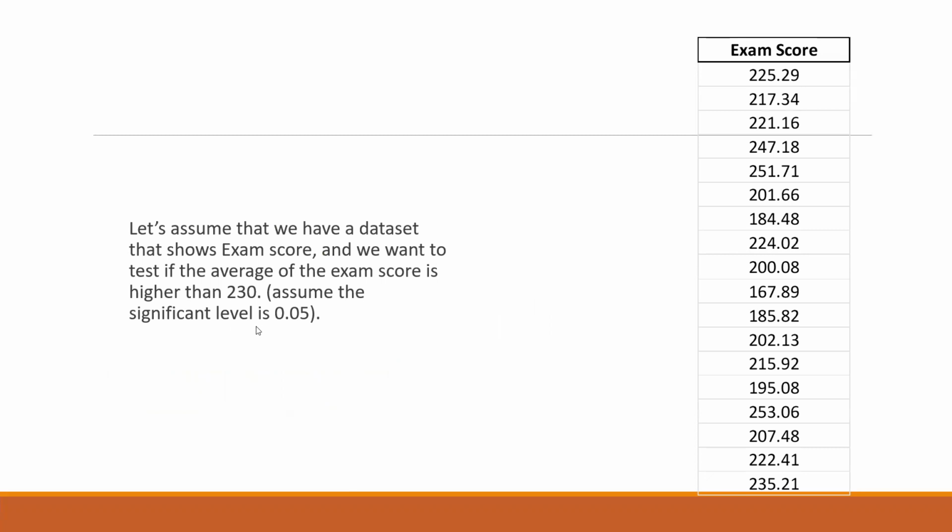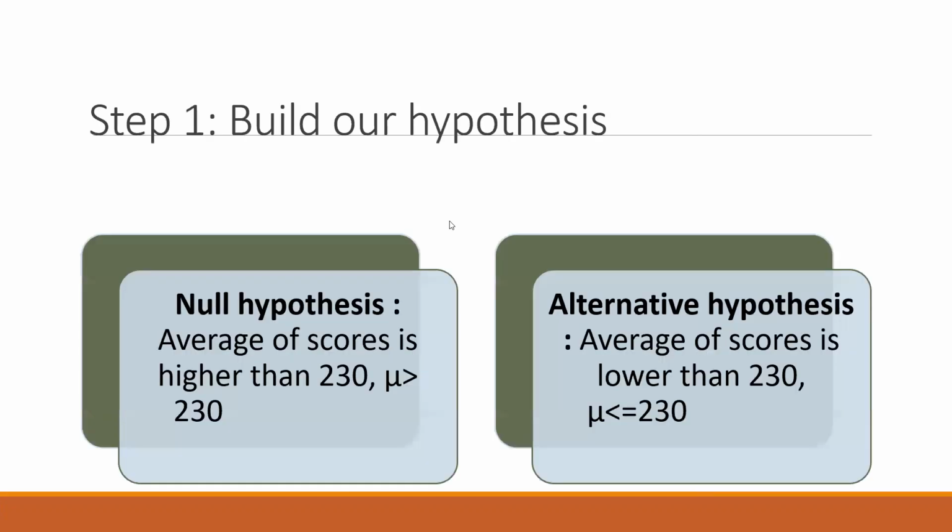So here's the example that I had for you. We have the exam score, which is just one population, and the question says that we want to test if the average of the exam score is higher than 230 with a significance level of 0.05. So now I want to start with the first step, build my hypothesis. My null hypothesis says the average of the score is higher than 230, and the alternative is saying that it is not higher than 230, or is lower than that.